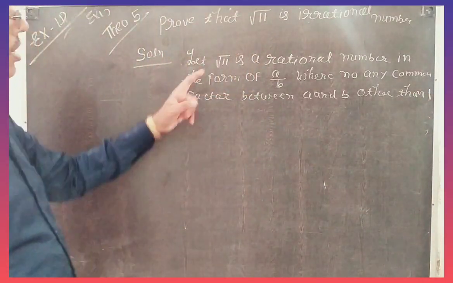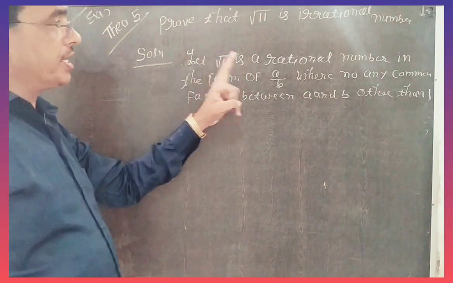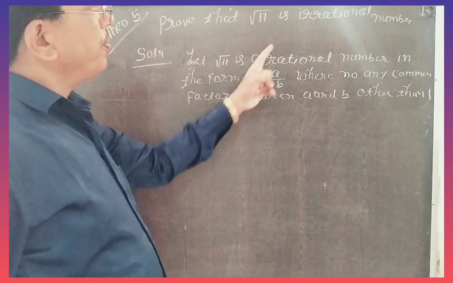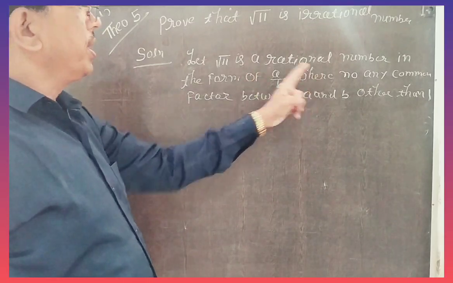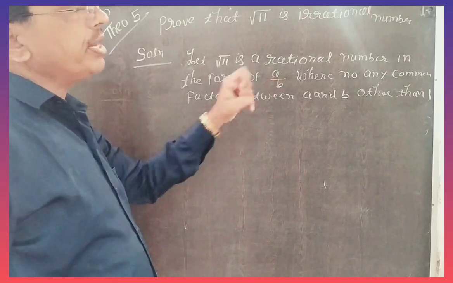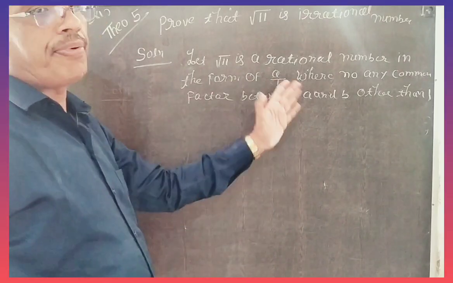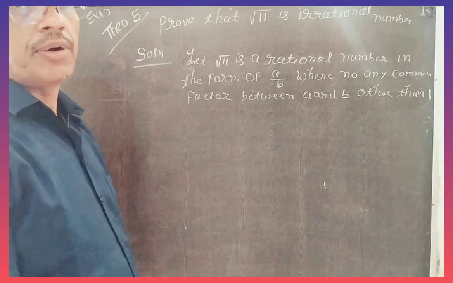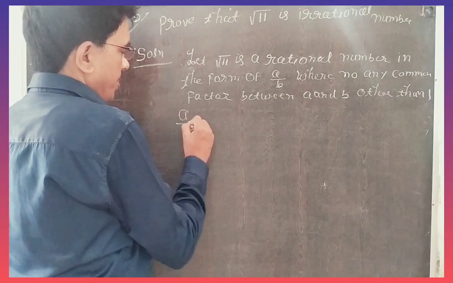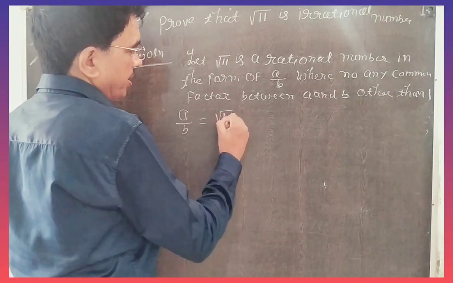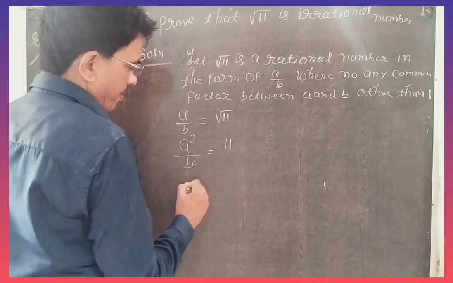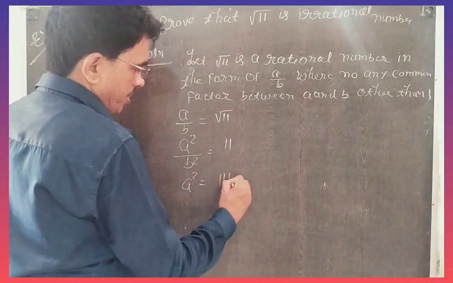We write here, we have to prove root 11 is an irrational number, but I suppose here root 11 is a rational number, in the form of a by b, and no common factor between a and b other than 1. And if 11 is a factor between a and b, then our supposition is wrong. Likewise theorem 2. So dear student, you write now a by b is equal to root 11. Squaring both sides, then a square by b square is equal to 11. Then a square is equal to 11b square.